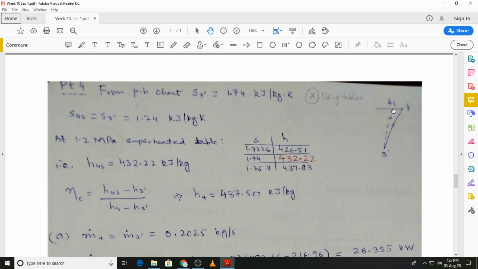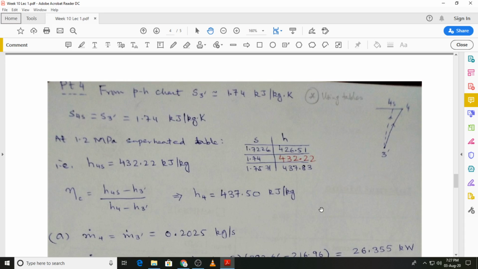And once again we will use the value of the isentropic efficiency of compression. This time the ideal work of compression or isentropic work of compression was H4s minus H3 prime, and the actual work is H4 minus H3 prime. So we have all the enthalpies except H4, and that comes out to be 437.50 kilojoule per kilogram. And again we expect it to be higher than H4s, and that is shown by the value that we have worked out.